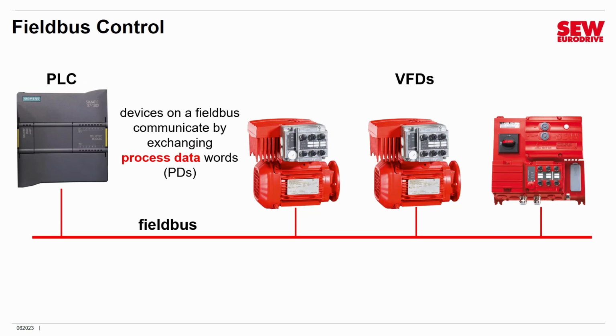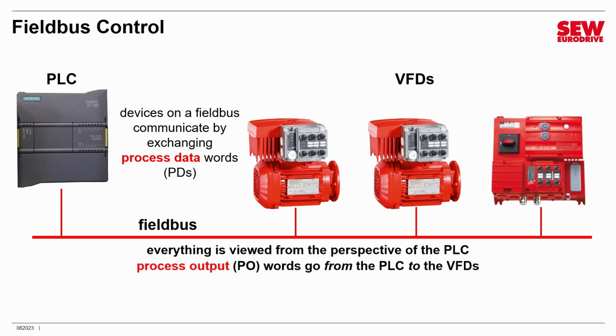Process data words come in two types: process output words and process input words. Which one is which? A helpful thing to remember is that everything is labeled from the perspective of the PLC. Process output words, which are abbreviated PO, go from the PLC to the VFD. In other words, the PLC outputs them. Process input words, abbreviated PI, go to the PLC from the VFDs. So the PLC inputs the information from the fieldbus.